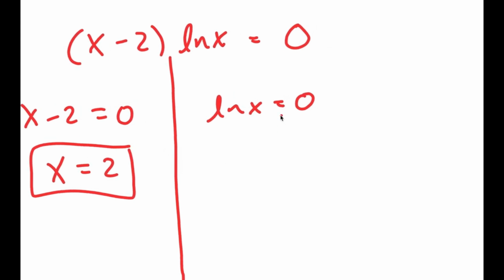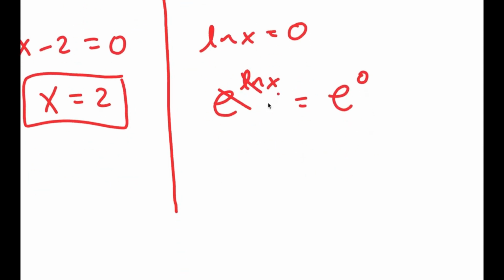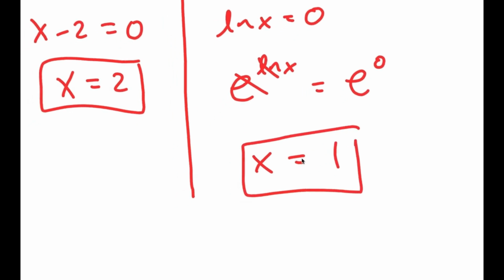That's a simple equation. And for ln of x equals 0, I'm going to take e to the power of both sides. These two cancel out from my left-hand side, so I'm left with x is equal to e to the power of 0, which is 1. So these are my two solutions.